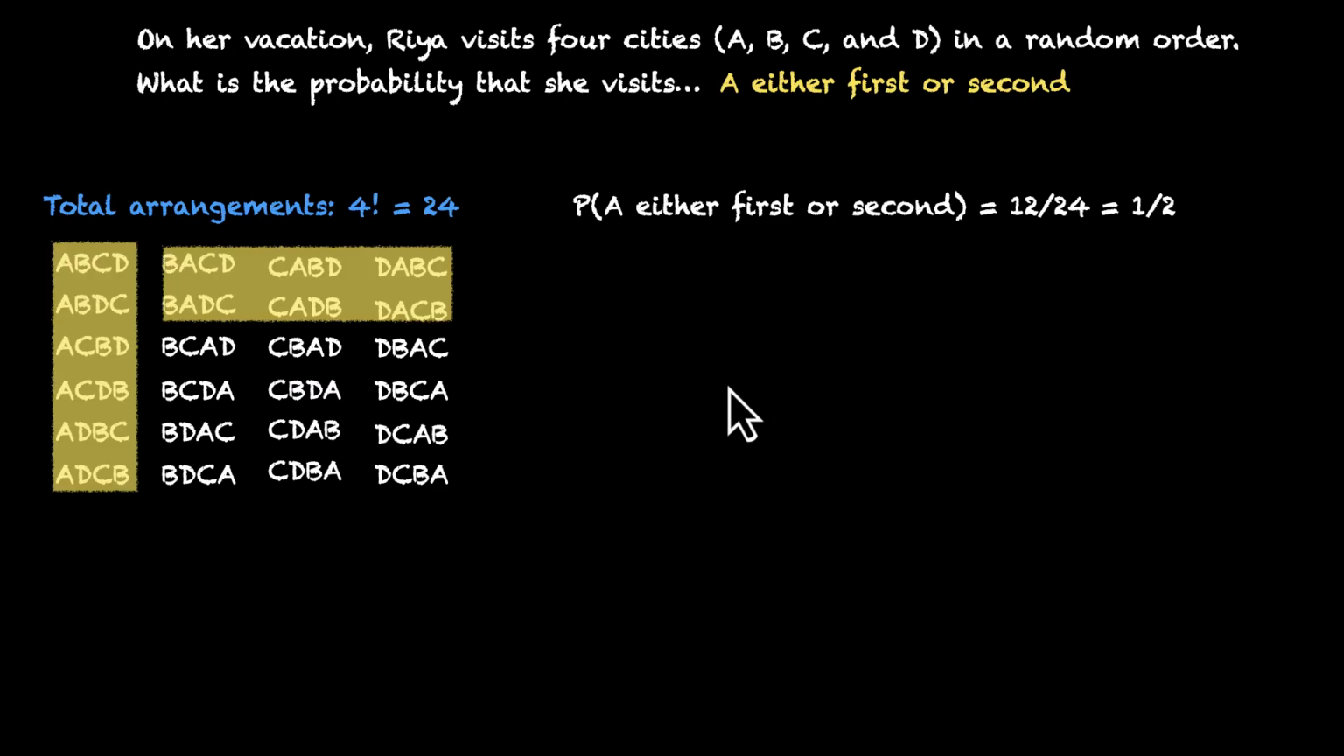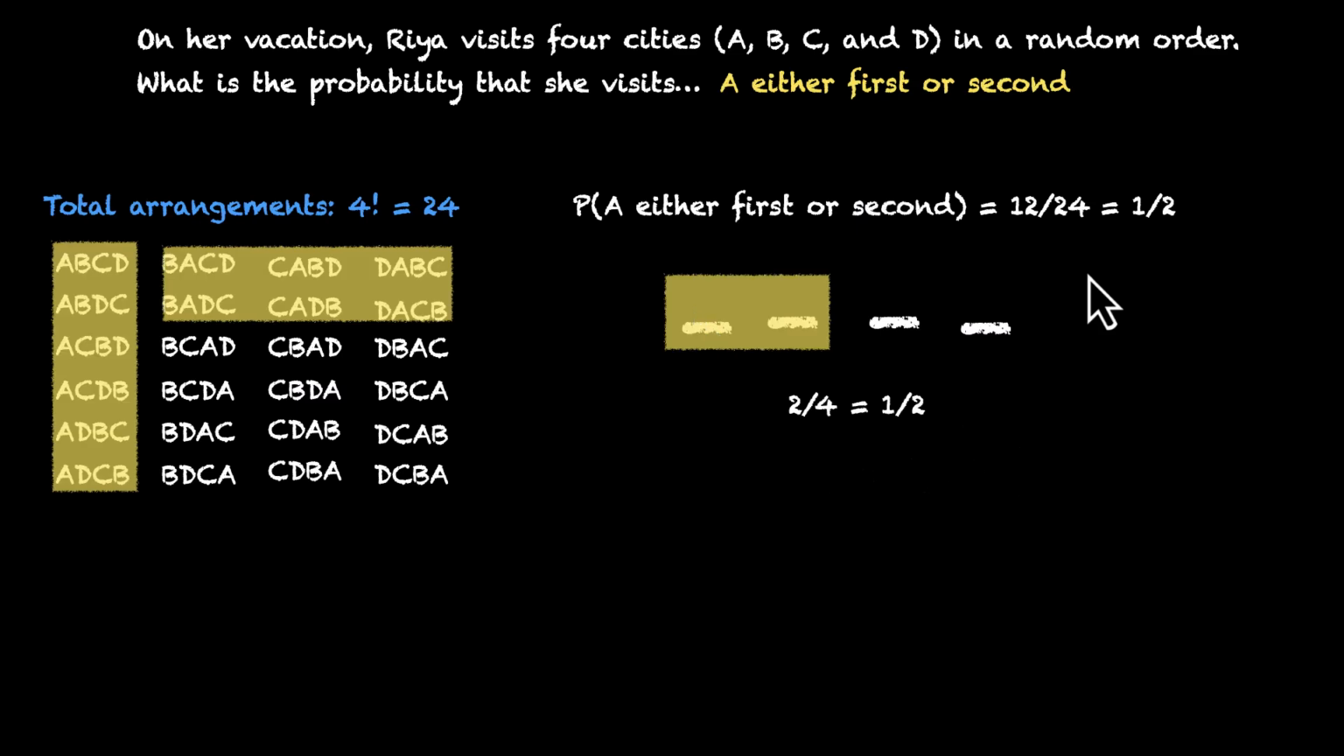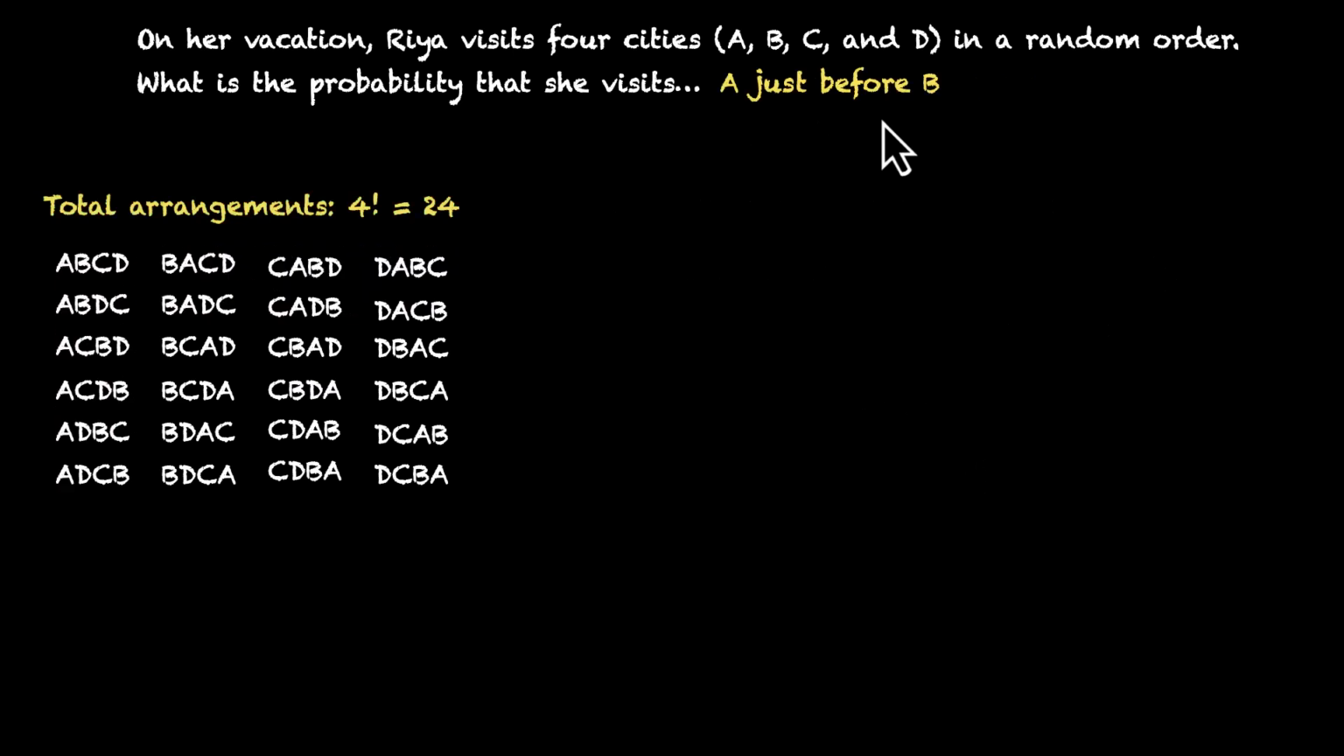And again, there's another neat way to think about this. We have these 4 slots, 1, 2, 3, 4. There's a 50% chance that A will end up in these 2. 2 divided by 4, that's half. This is why we're getting the probability of A either first or second as exactly half.